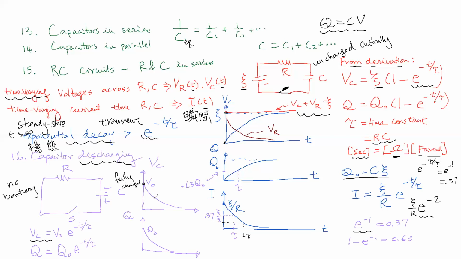And so you still have the same fashion. This is tau, and then this one here will be 0.37 V0, right? Okay, same thing here. This one here will be tau, and that will be 0.37 Q0, okay? All right, so that's the discharging case.